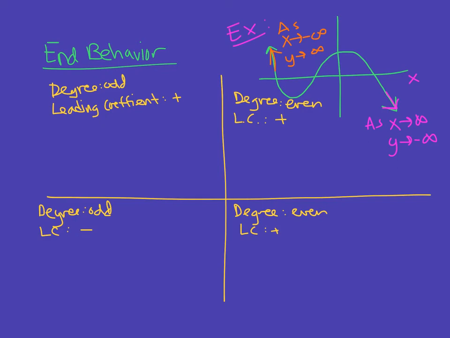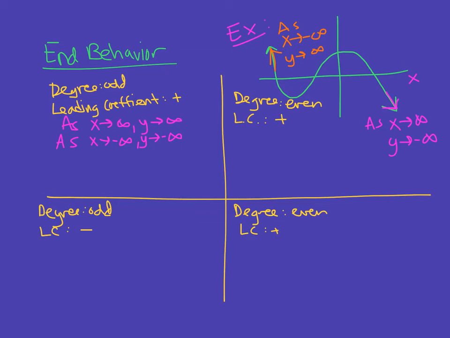So we're going to have 4 situations, depending on if the degree of your polynomial is odd or even, and depending on if the leading coefficient is positive or negative. So if your degree is odd and the leading coefficient is positive, you are going to have the following end behaviors. As x approaches infinity, y is going to approach infinity, and as x approaches negative infinity, y is going to approach negative infinity.